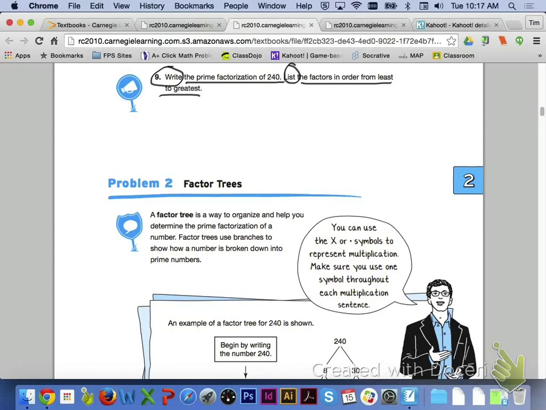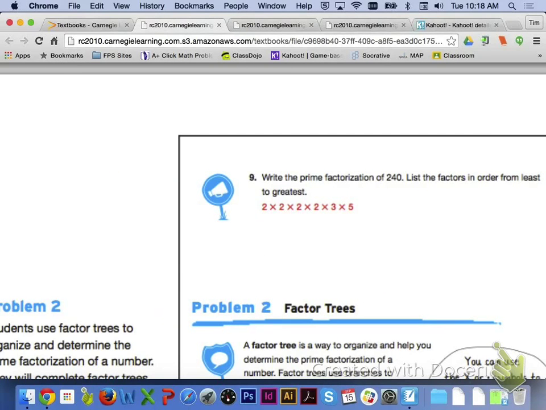Let's turn to the top of page 55 and finish up with Problem 1. If we take a look at number 9, it says write the prime factorization of 240 and list the factors in order from least to greatest. So go ahead and do that with your group members. The factors listed in order from least to greatest should be 2 times 2 times 2 times 2 times 3 times 5 to get your product of 240.